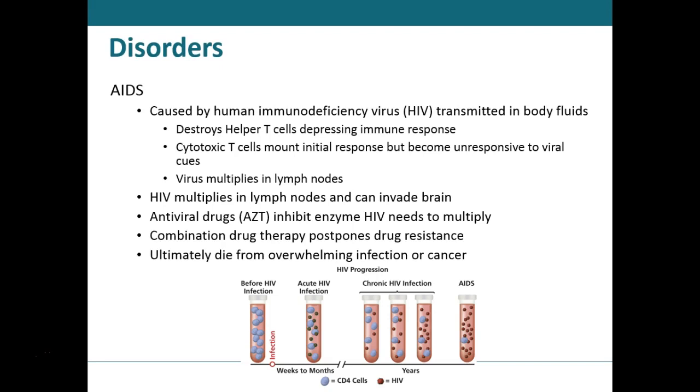As the immune system slowly gets destroyed, the HIV-infected person becomes susceptible to secondary or opportunistic infections. AIDS is usually diagnosed when the helper T cell count drops below about 200 cells per microliter, or when those secondary or opportunistic infections arise.